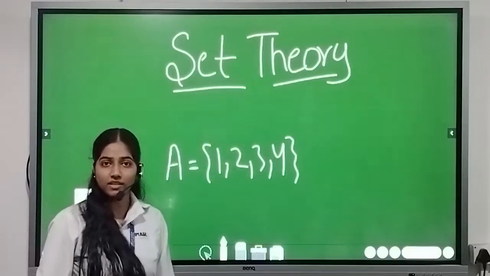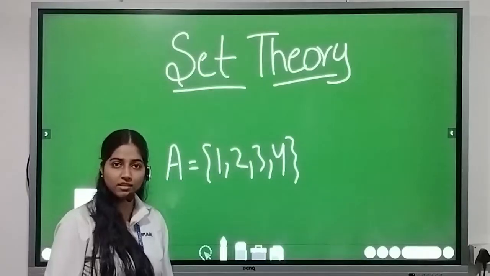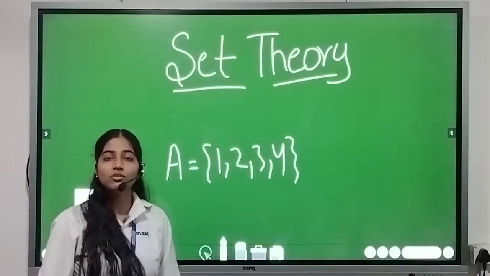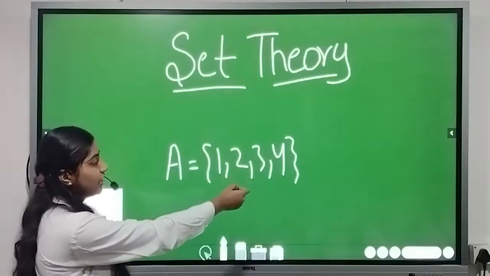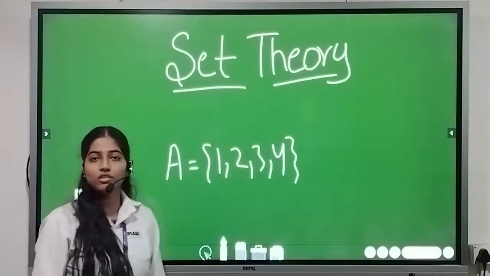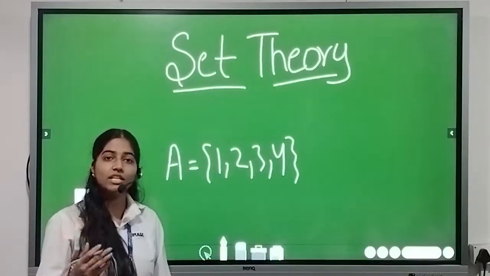Now there are two methods we can use to represent a set. The first is the roster, tabular or listing method, and the second is the set builder method. In the roster method, we directly write the collection of elements. For example, what I have written here, {1, 2, 3, 4}, is an example of the roster method. But in the set builder method, the difference is that we write a common relation between the elements.